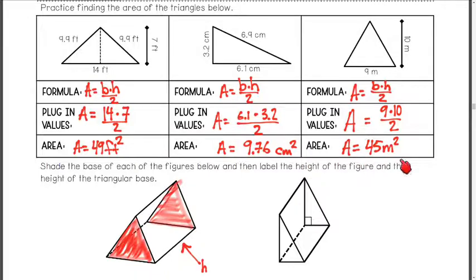And it says here I need to label the height of the figure and then the height of the triangular base, but I'm going to skip that step because the height of the triangle would be right here, and we already know that, so I'm not really too worried about that.